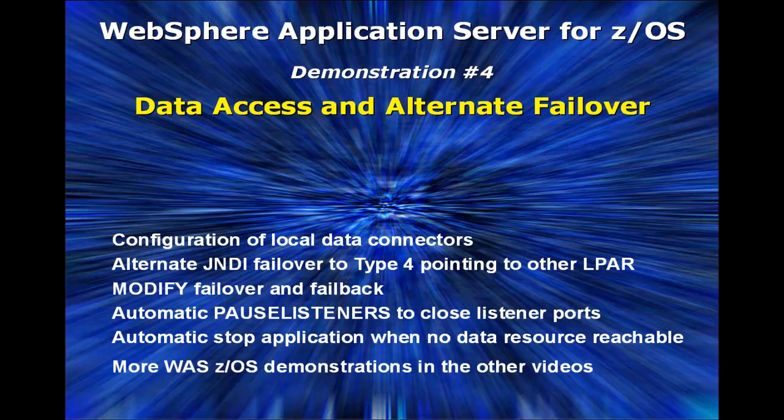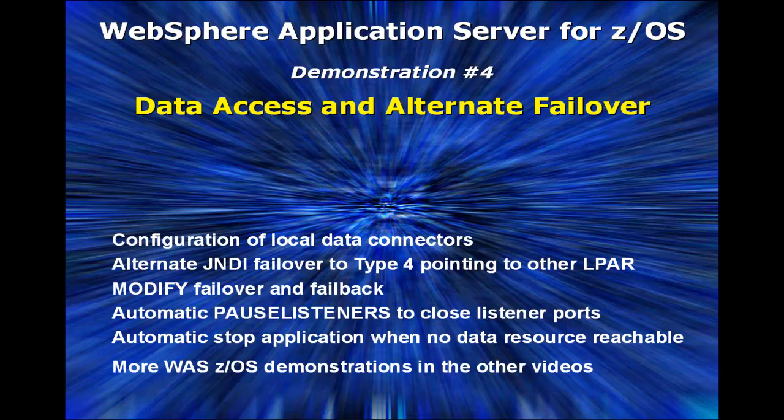And that's the end of this video demonstration in which we looked at the configuration of local data connectors and saw it's very similar to how it's done for remote type 4. We took a look at the alternate JNDI failover to type 4 when that's pointing to another LPAR, ideally in a data sharing group in a parallel sysplex. We looked at the modify failover and failback, which is very handy when maintenance is planned.